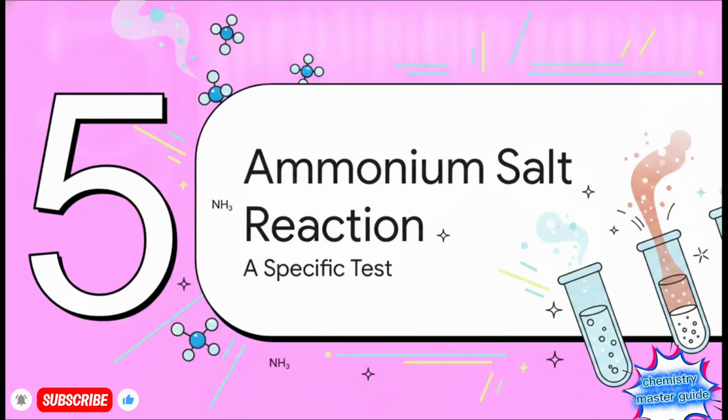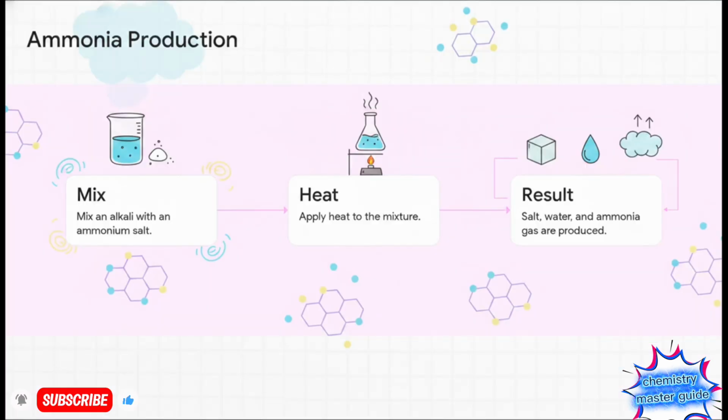Next up, Section 5, the ammonium salt reaction, a very specific, very important requirement to know. Here is the step-by-step recipe for this one. Step 1, you mix an alkali with an ammonium salt. Step 2, and this is highly important, do not forget this, you must apply heat to the mixture. When you heat an alkali with an ammonium salt, a special reaction occurs. The products are a salt, water, and crucially, ammonia gas is given off. So the rhythmic word equation to remember is alkali plus ammonium salt produces salt plus water plus ammonia.